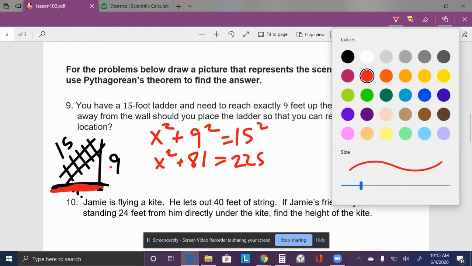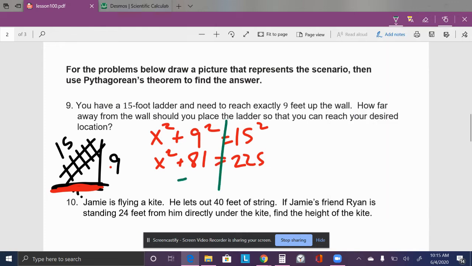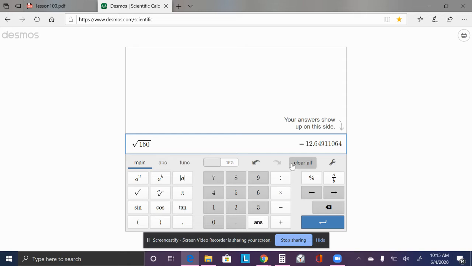Again, oops, I forgot. I should do this. Draw my line. Minus 81 from both sides. 225 minus 81. I'm just going to do this on the calculator.